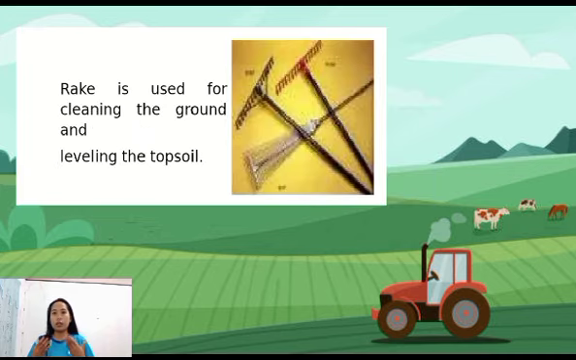Then the next one we have is the rake. It is used for cleaning the ground and leveling the topsoil. The rake is a tool with multiple lines or prongs. It is used for two primary purposes: cleaning debris from the ground and leveling the topsoil to prepare for planting.